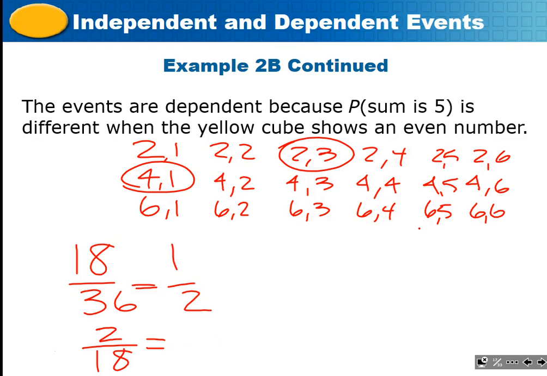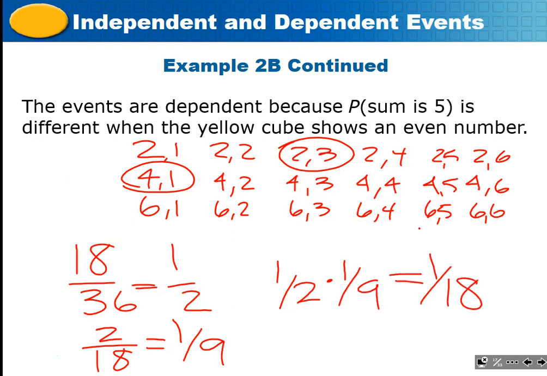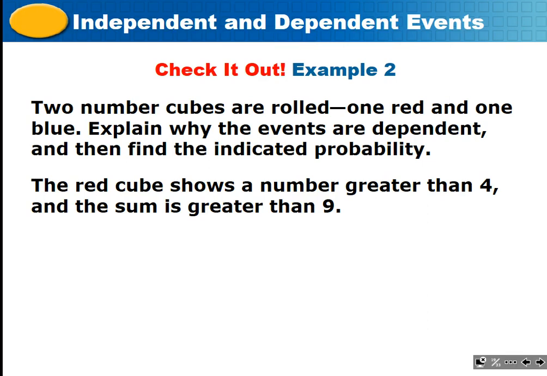1 over 9. Okay, now again, we are going to multiply these two fractions together. So that's going to be 1/2 times 1/9, which is equal to 1 over 18. So go ahead and do this, check it out, and then come back to me.